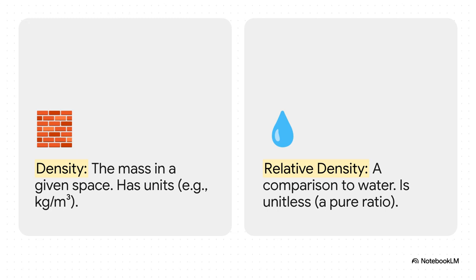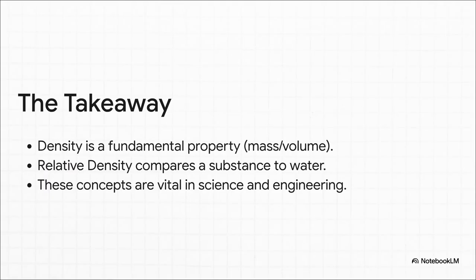Okay, so let's put these two side by side one last time, just to really lock it in. Density is the fundamental property. It's the actual mass packed into a space, and it always has units. Relative density, on the other hand, is all about comparison. It's a pure ratio against water, and it has no units at all. So what's the big picture here? What do you absolutely need to remember?